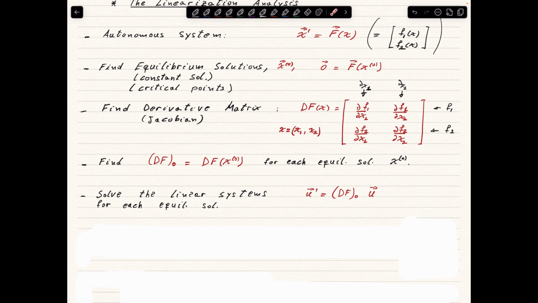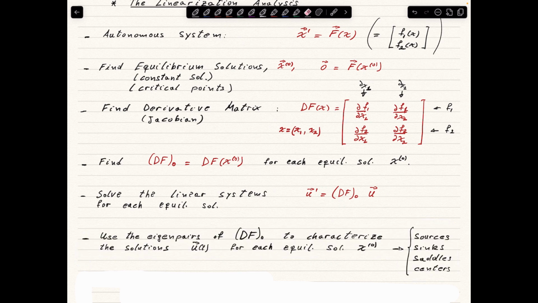Now we use the eigenvalues and eigenvectors of this matrix for each equilibrium solution. We use the eigenvalues and eigenvectors of the derivative matrix at the critical points to characterize the solutions u for each equilibrium solution. And by characterize, we mean we want to know if the phase portrait of the solutions of this linear system corresponds to a source, for example, source node or spiral, sink, source or spiral, saddles, nodes, or centers. Could be any of these possibilities.